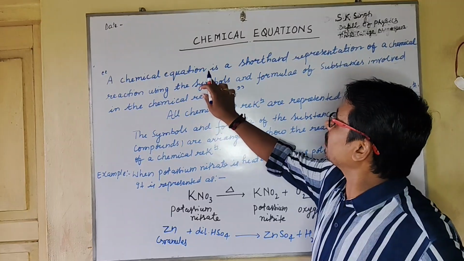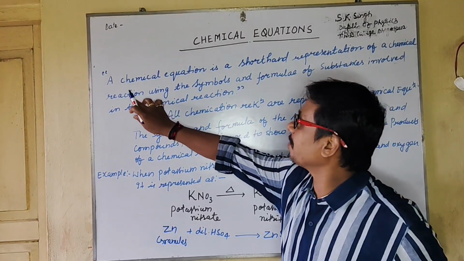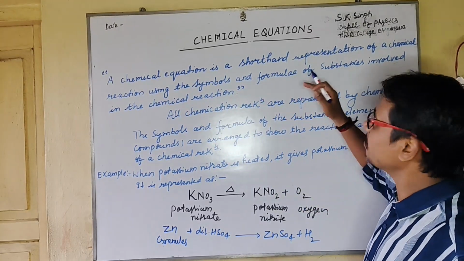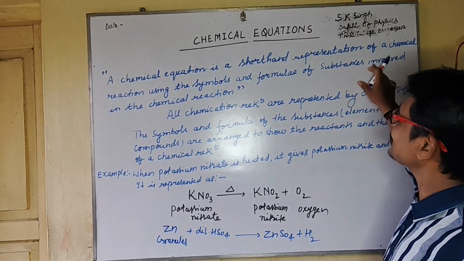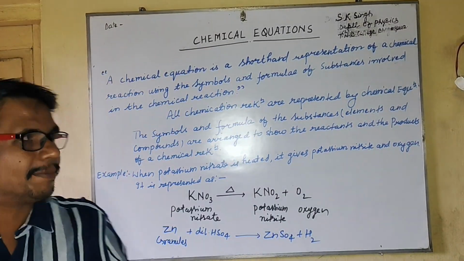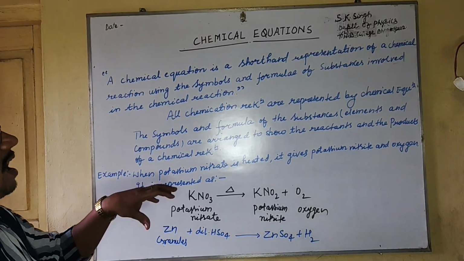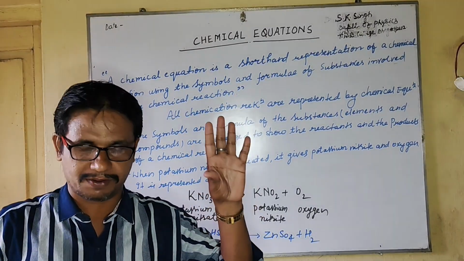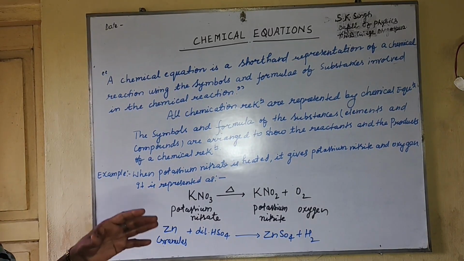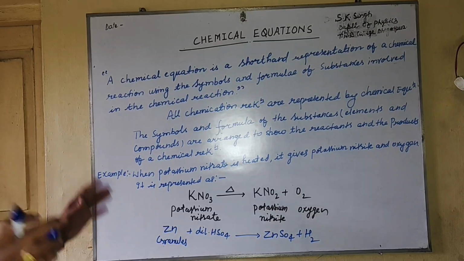A chemical equation is a shorthand representation of a chemical reaction using the symbols and formulas of substances involved in the chemical reaction. This means all chemical reactions are represented by a chemical equation. Any chemical reaction should be represented by a chemical equation.